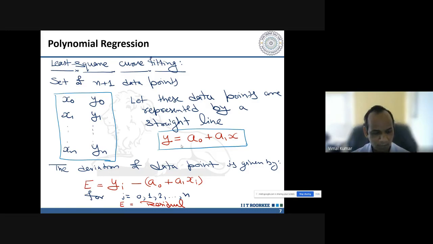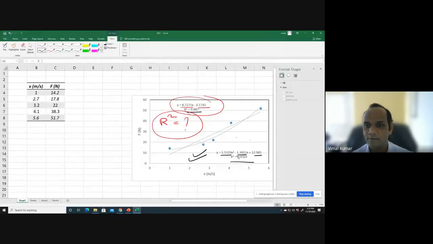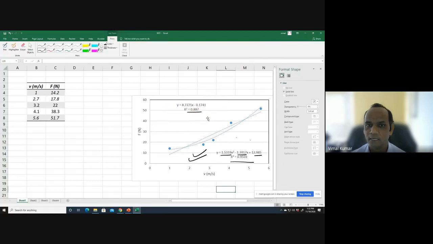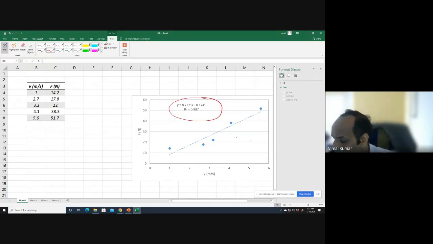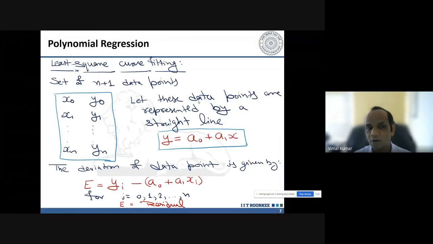Let me come back to my Excel sheet. Let me just remove everything from here. When I did this linear regression of this data, I obtained this particular equation. So here this is my a1, this is my a0. So how do we obtain these values? Excel has an inbuilt function for it, but we must know how it is being done. So for that, how do we proceed?